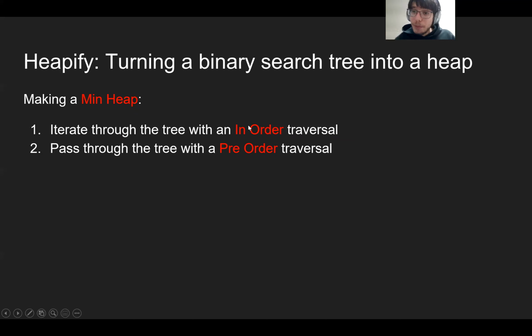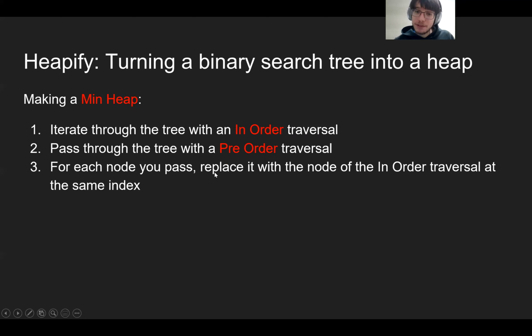And then pass through the tree with the pre-order traversal. Now that might seem kind of weird, but we'll go through an example and we'll see why that works. And then for each node you pass, replace it with the node of the inner traversal with the same index. And that probably also sounds confusing, but don't worry, 2 and 3 will make a lot more sense when we go through an example. So I think an example next, rather than trying to explain it here, will be better.